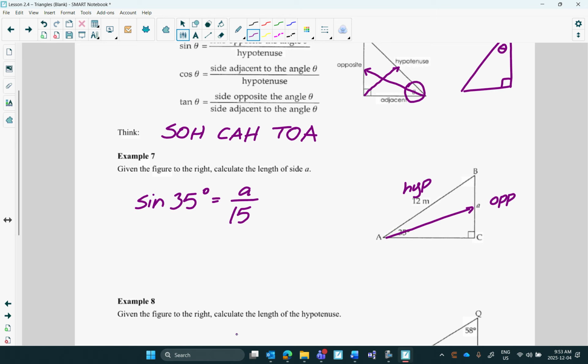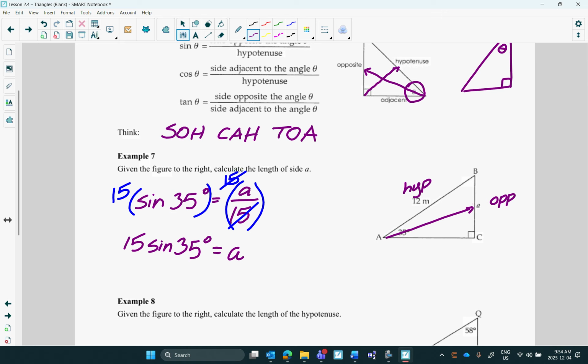And now it's solving an equation. How do I get rid of divide 15 to get A by itself? Times both sides by 15, because times 15 divide 15 cancel each other out. So that means, what do I have to do to calculate A? I have to, on my calculator, do 15 times the sine of 35 degrees.